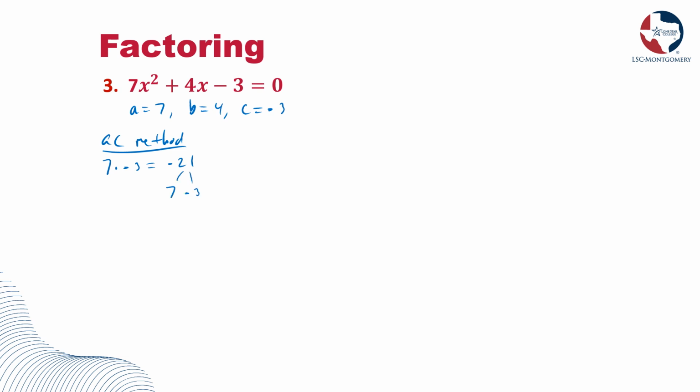In this case it would be 7 and negative 3. Then what we do is we replace that middle term, the 4x, with 7x and negative 3x. So we get 7x squared plus 7x minus 3x minus 3. And then we group the first two terms, second two terms, and find the greatest common factor of each. So the first one we can factor out as 7x, which leaves us with x plus 1.